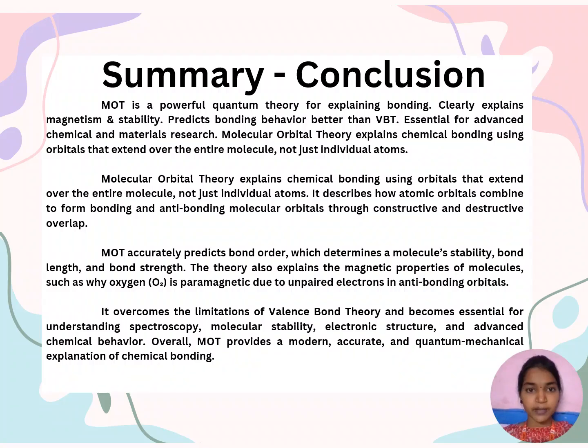To summarize, molecular orbital theory describes bonding by the formation of molecular orbitals from atomic orbitals. It explains why molecules are stable or unstable based on bond order. It accurately predicts magnetic properties such as paramagnetism in oxygen. The theory provides a comprehensive quantum mechanical approach that is applicable to many types of molecules. MOT is therefore one of the most important theories in modern chemistry.